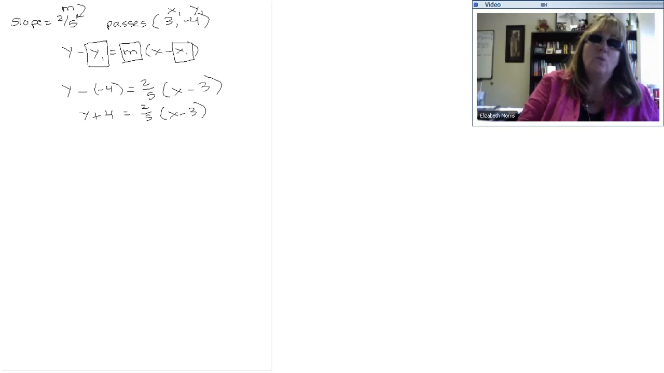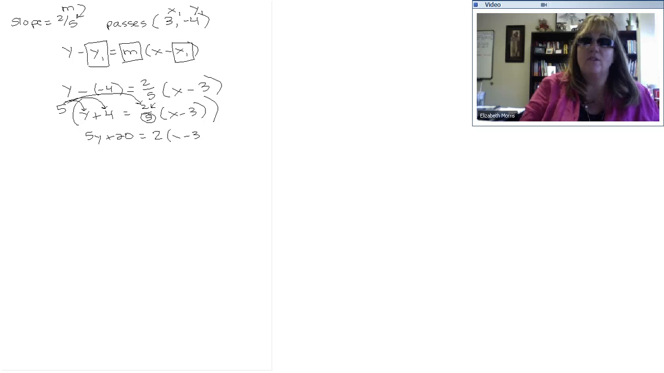Now let's pretend we knew ahead of time they wanted us to do this in standard form. Well, to do this in standard form, it's easier if you just right now at this point look at the only fraction is here, and its denominator is 5. So if you multiply the whole thing times 5, 5 times y is 5y, 5 times 4 is 20. And then 5/1 times 2/5 is 10/5, which is 2. And that's all you have to do.